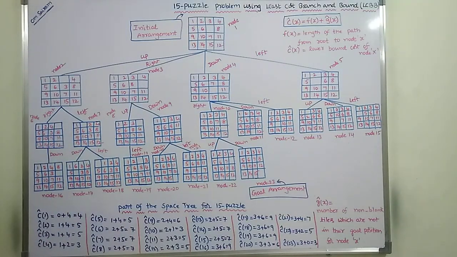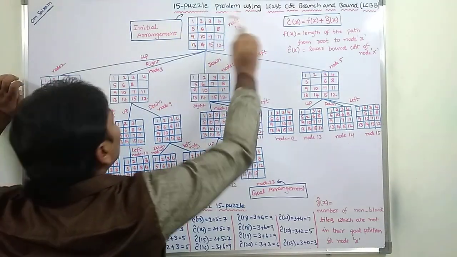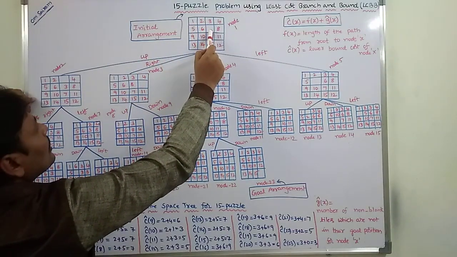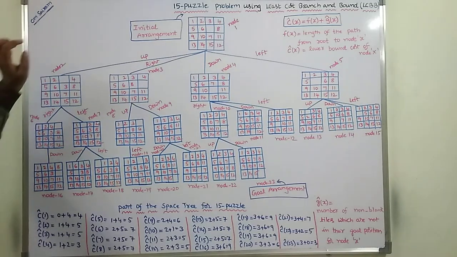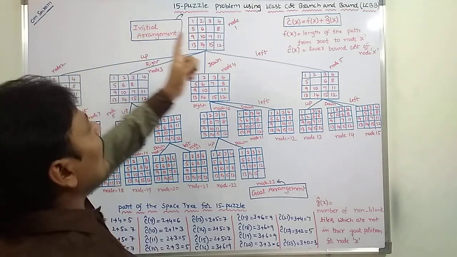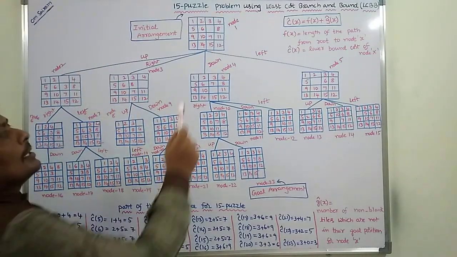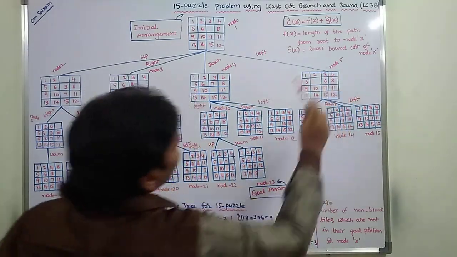Next, now consider this node. This is node 1, the initial arrangement. After moving the empty tile one step in the upward direction, we get node 2. Moving the empty tile one step to the right, we get node 3. Down gives node 4, and left gives node 5.